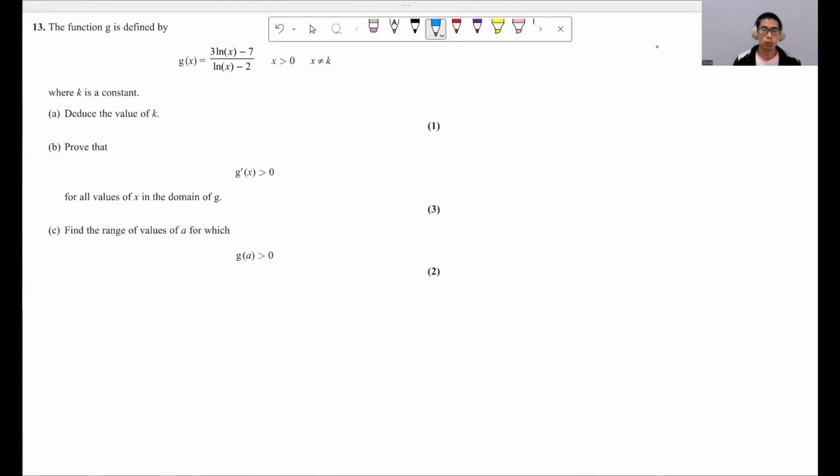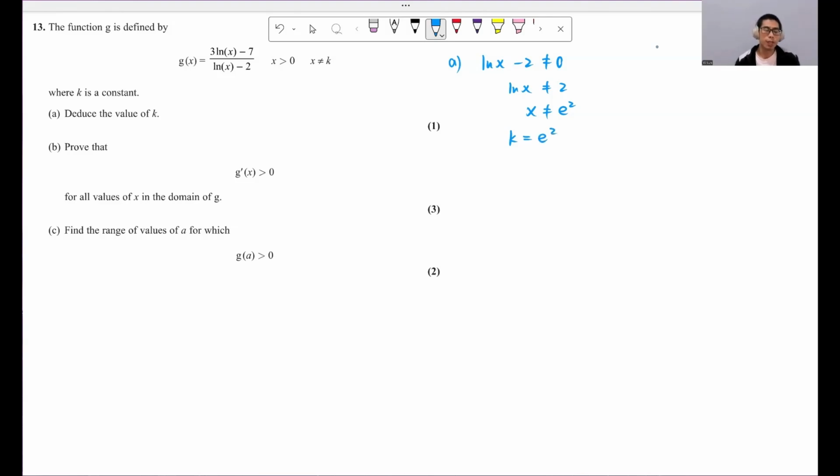Okay, so every time you see a fraction, you need to remember that we can't divide by 0. So ln x - 2 cannot be equal to 0. Therefore, ln x cannot be equal to 2, so x cannot be equal to e squared. So that's what k equals to. So k is e to the power of 2.